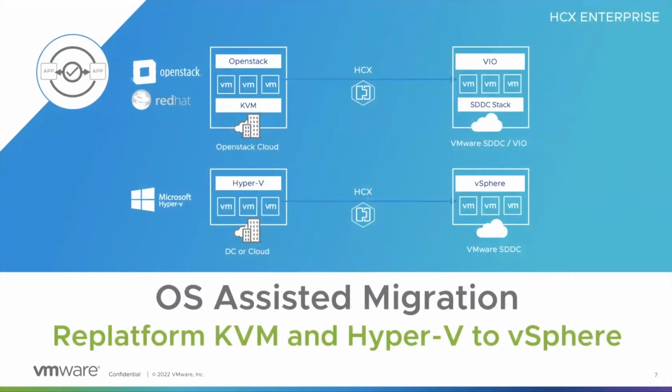OS assisted migration. This is one that I think is pretty neat, where we can take a KVM VM or a Hyper-V VM, install a little tiny module on it, and then migrate it over to a vSphere VM. I'll show you this in a little bit. I think it's really nice when you acquire a different company and you need to absorb their VMs. You don't really need to know a lot about Hyper-V or KVM. You can just install this tool, migrate them in, and then they fall under the vSphere portfolio.